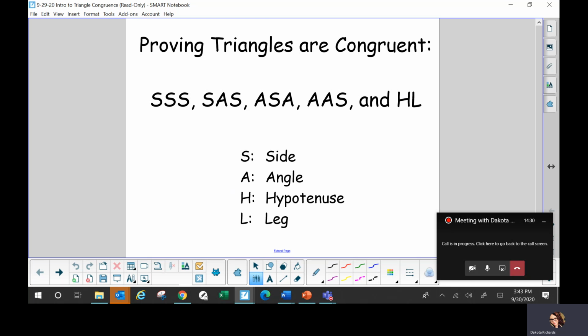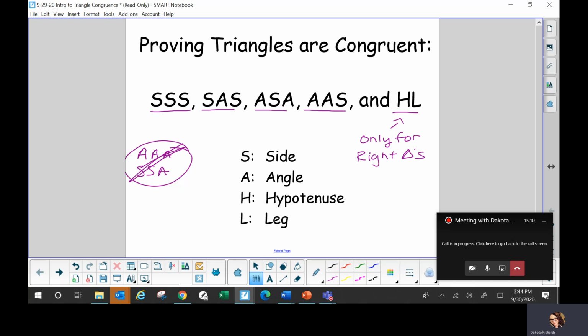And if you'll notice, you have 5. Those 5 are side, side, side, side, angle, side, angle, side, angle, angle, angle, side, and HL. HL is only for right triangles. All right, and we do not have an angle, angle, angle, and you do not have side, side, angle. Okay, those don't happen.